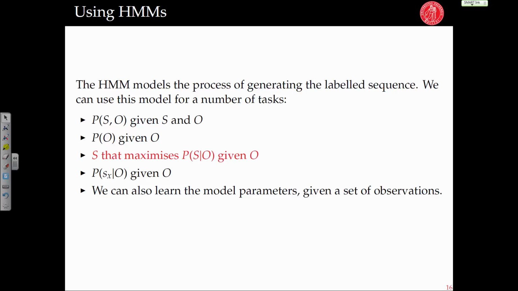And what we are interested in, again, is to produce a sequence of states, hot, cold, hot, cold, hot, hot, etc., that maximizes this term here, the probability of the sequence given the observation. So we look at the observations that Jason wrote, how many ice creams per day, and we want to find the sequence of states S that maximizes this conditional probability.